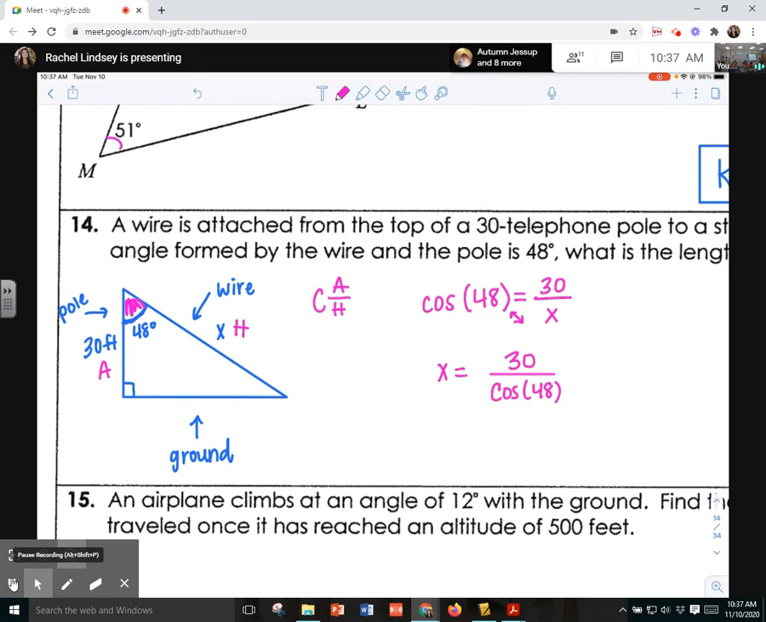And what does that give? 44.8. So 44.8. And we'll just assume it's feet because it didn't say.